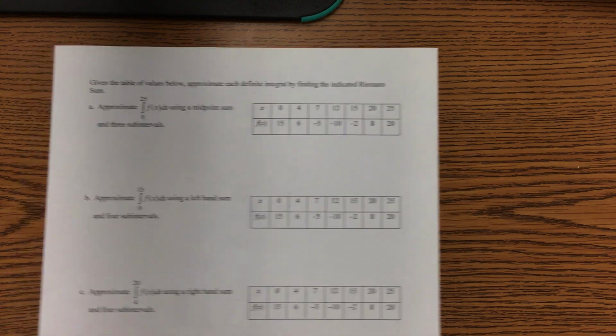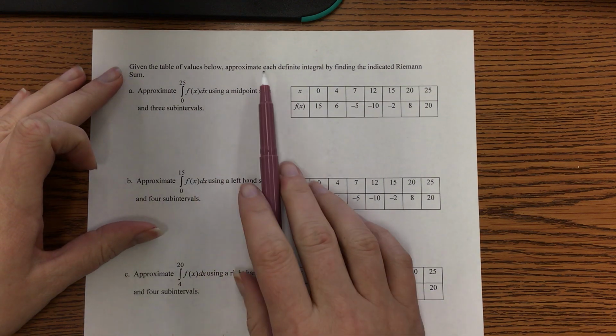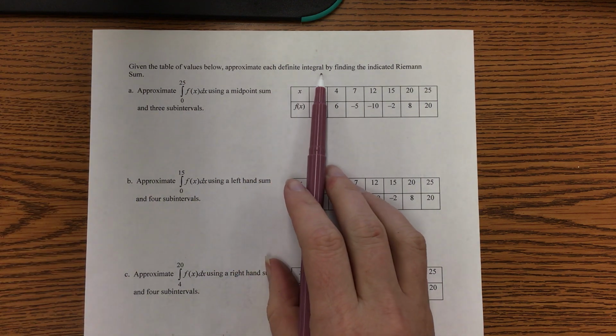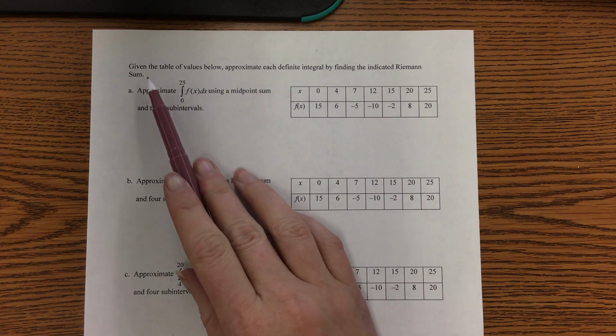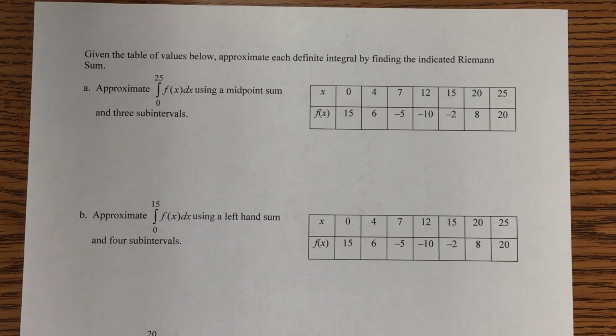I'm going to show you guys how to do the same Riemann sums, but this time you're going to be given tables instead of graphs. And I think you're going to like this better because you don't have to plug a function into your calculator. We are going to approximate each definite integral by finding the indicated Riemann sum, and they also tell us how many intervals we're going to have.